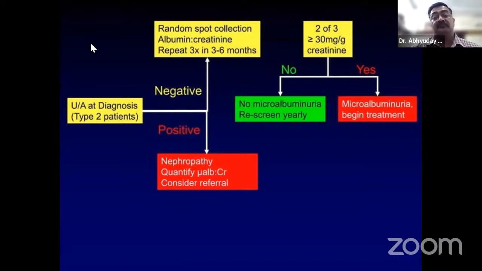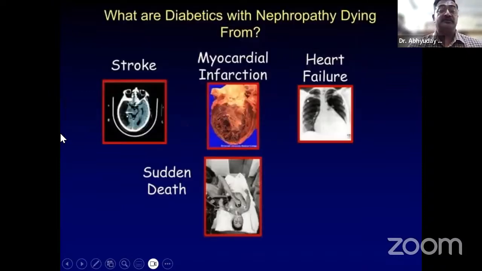And if out of 3 samples 2 are negative, then we screen the patient yearly. And if there is microalbuminuria, then we begin the treatment before referring the patient.